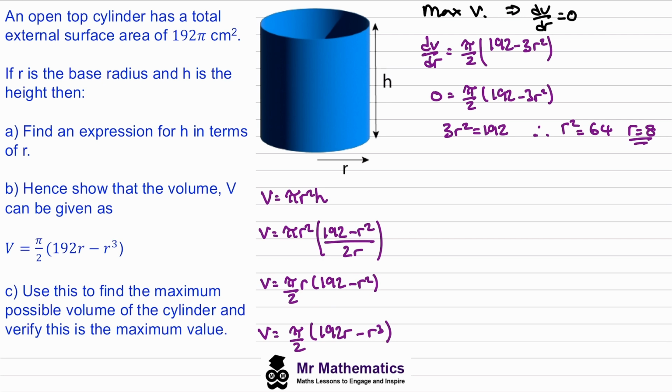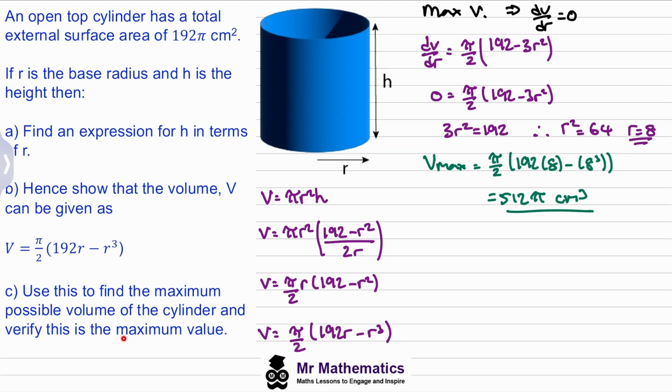So now we can work out the maximum volume by substituting this value of r into our equation here. We can work this out on a calculator and we get 512 pi centimeters cubed.